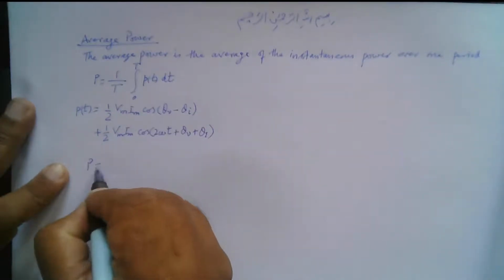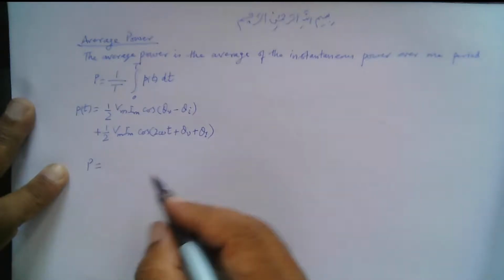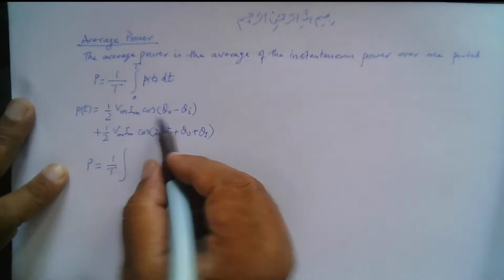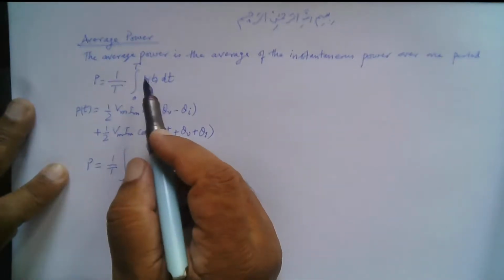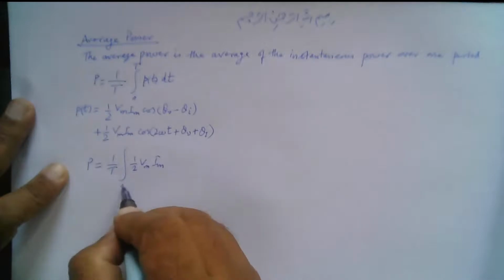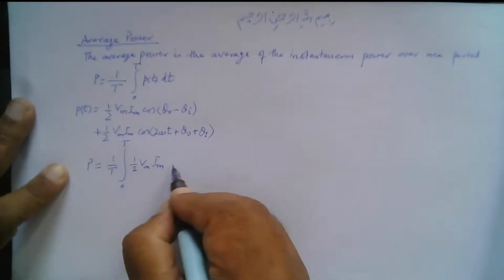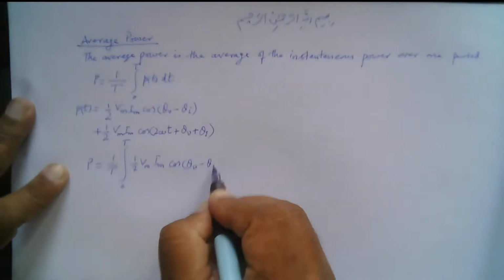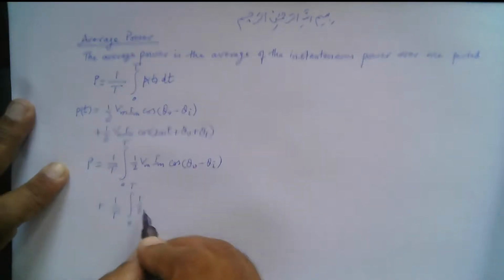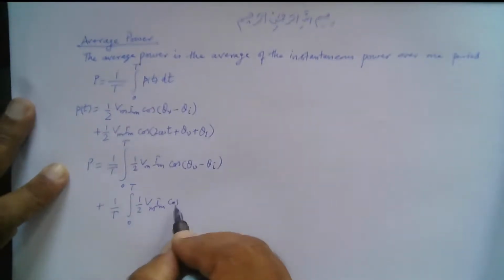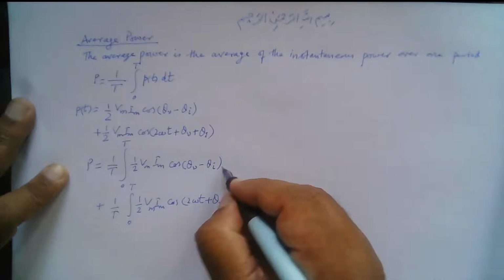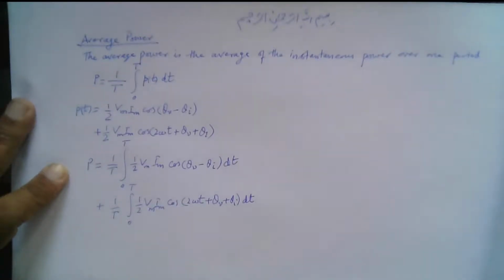So P is given by 1 over T, and this consists of two parts, so the integral can also be divided into two parts. So 1 over T, of course from 0 to capital T, 1 by 2 Vm Im cos theta v minus theta I plus 1 over T, 0 to T, 1 by 2 Vm Im cos 2 omega t plus theta v plus theta I, and we integrate with respect to t.